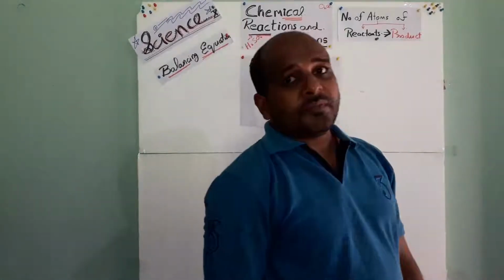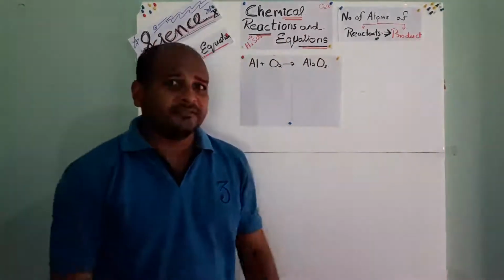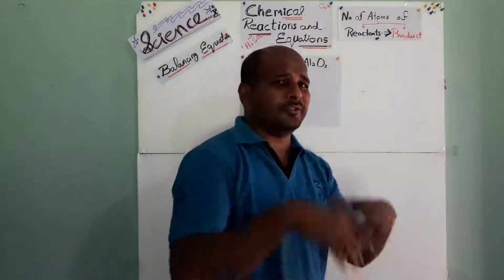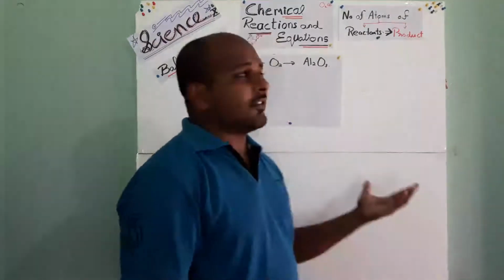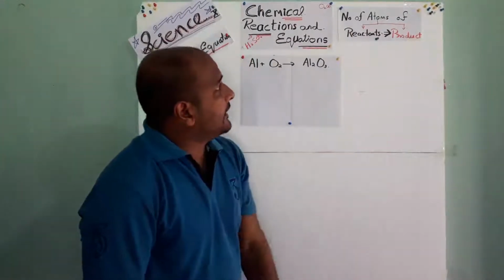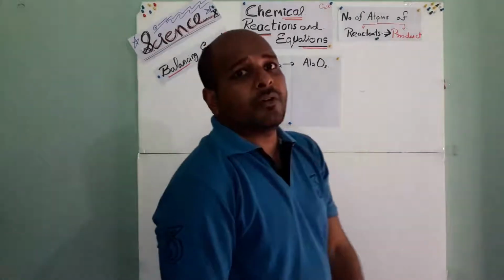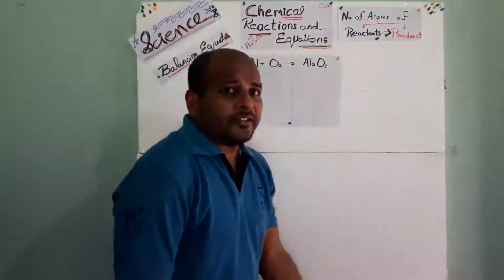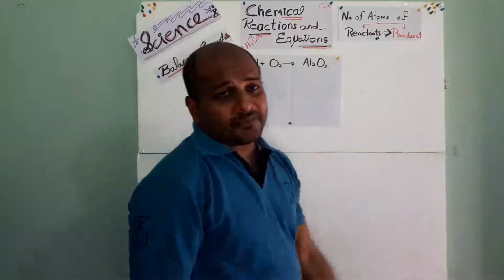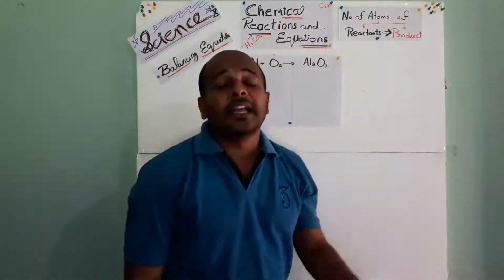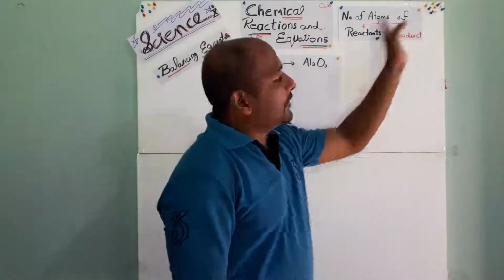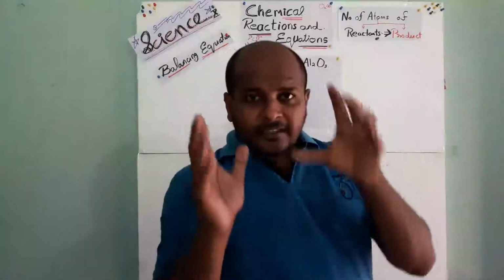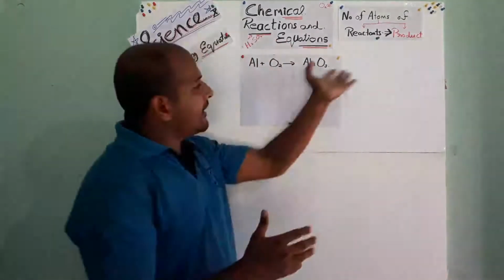What is a chemical reaction? Any reaction in which new substances are formed is called a chemical reaction. And in the case of a chemical reaction, it must follow the law of conservation of mass. That means the number of atoms of the reactants must be equal to the number of atoms of the products. That's why we need to balance chemical equations.